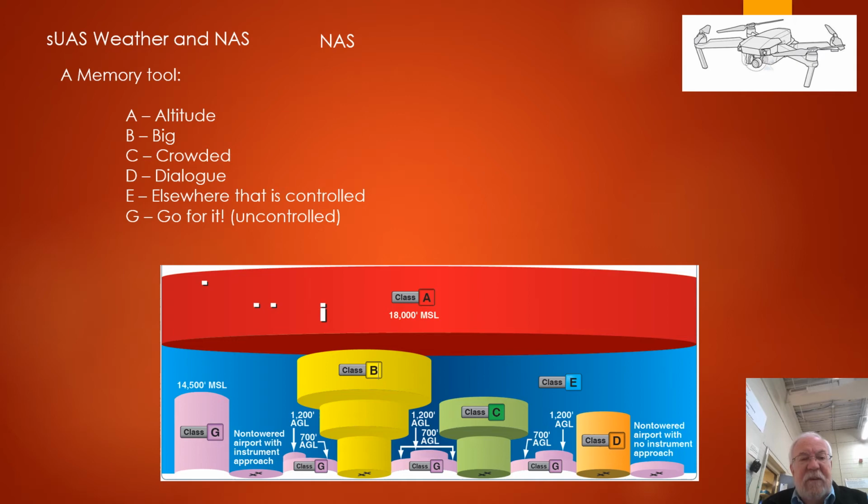E is everywhere else that's controlled. That's all this blue area out in here, right? And this blue area here, there's a couple little clues. Close to an airport, it's 700 feet.